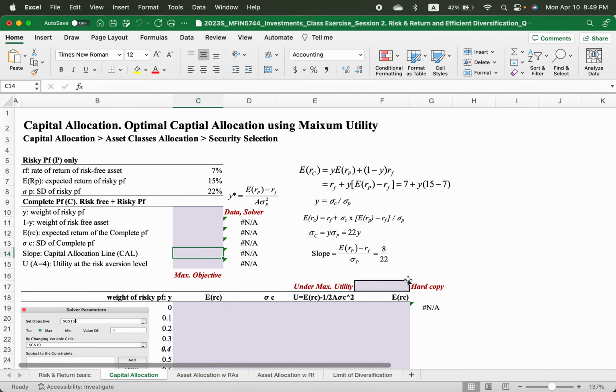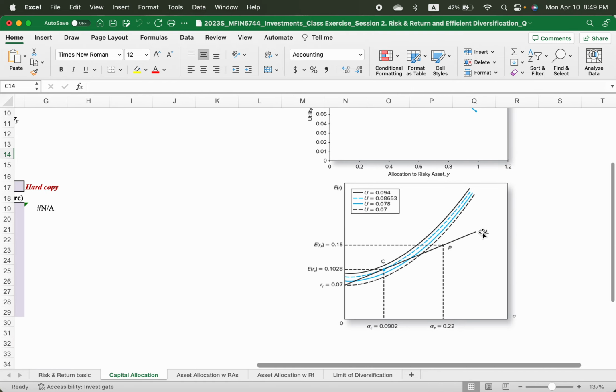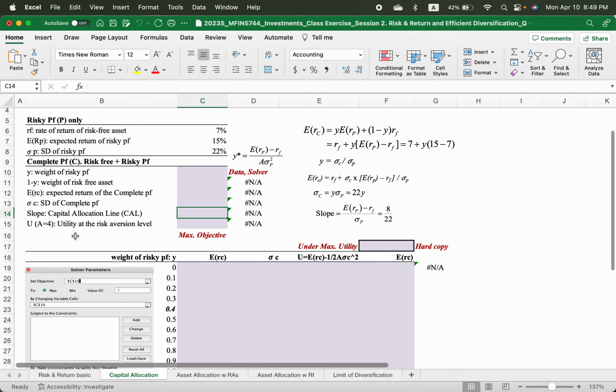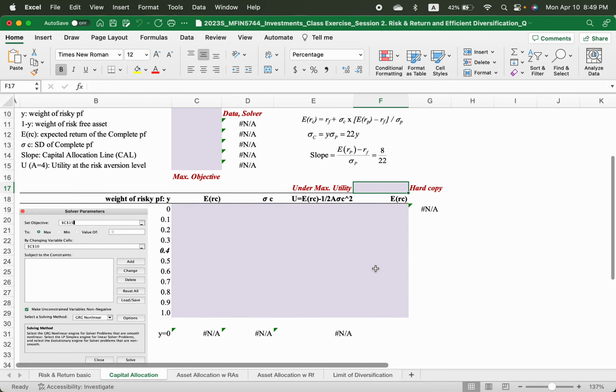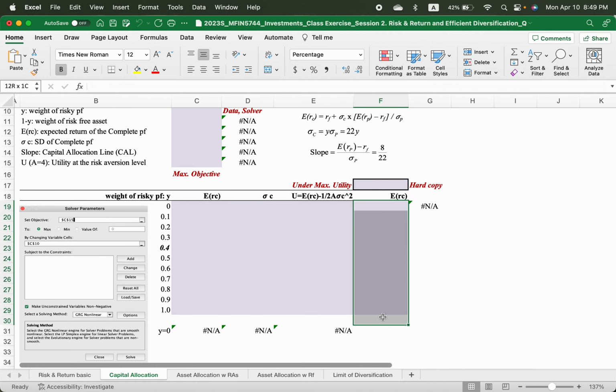The slope is important. Again, this slope of the capital asset allocation line, we want to find this tangent point. When the utility at the risk aversion level, if we assume that this risk aversion score is 4, then we apply it here so that we can get the maximum utility at the risk aversion level, and then we apply this, and then finally we calculate this expected rate of return of the complete portfolio, and that satisfies this maximum utility.